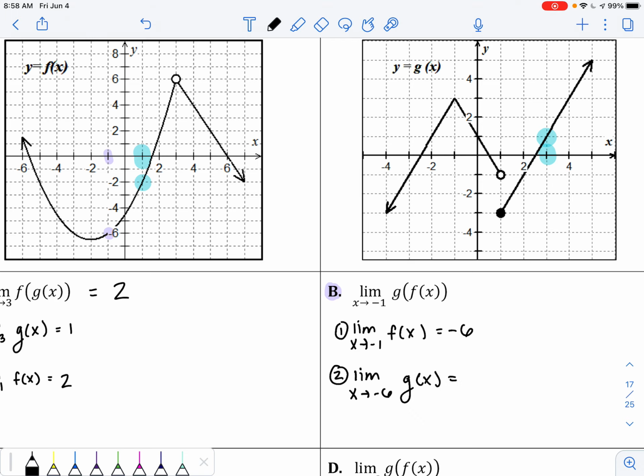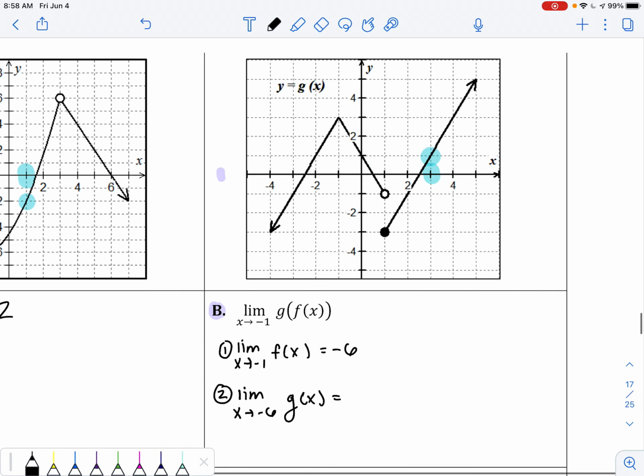And then I'm going to take the limit as x approaches -6 of my outside function. So at -6, we can't actually see what's happening on the g graph, so we need to extend that graph. Because that's -5, so -6 is out here.